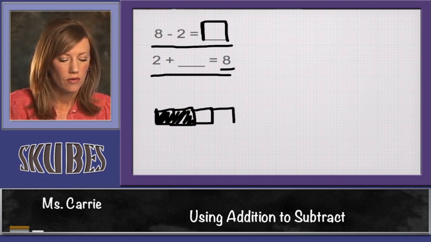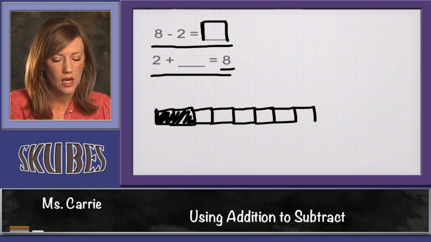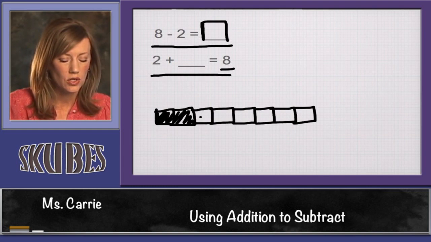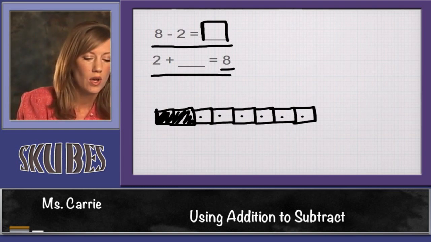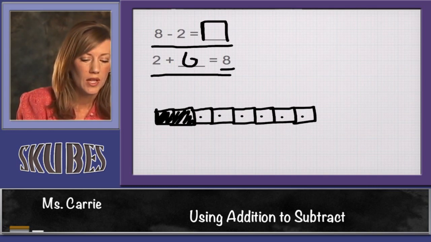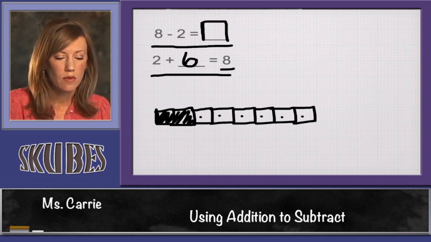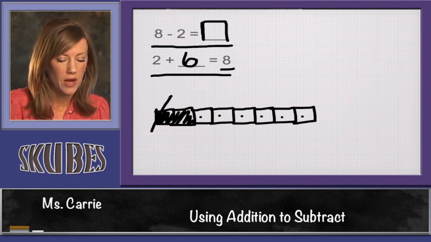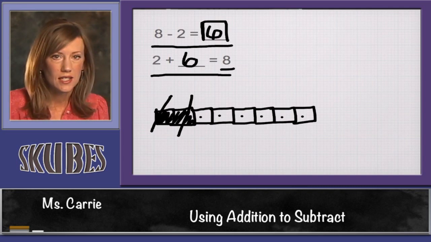3, 4, 5, 6, 7, 8. Well, we drew 1, 2, 3, 4, 5, 6 more blocks, so we know that 2 plus 6 more equals 8. So therefore, 8 minus 2, minus these 2, equals 6.